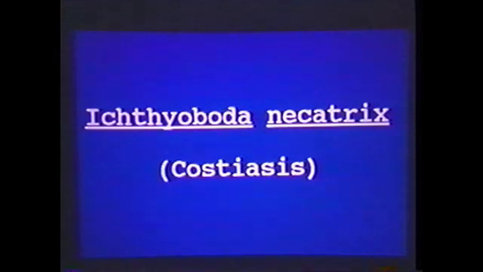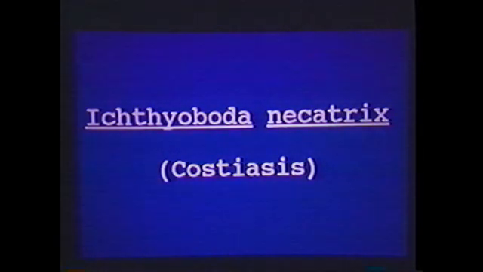Cryptocaryon irritans is the ich of saltwater fish, and it presents itself just like ich in fresh water, as little white spots over the epithelial surface of the fish or on the gills. The life cycle is very similar.